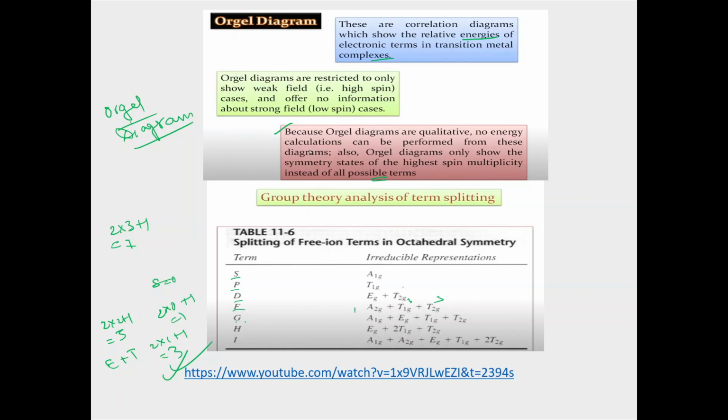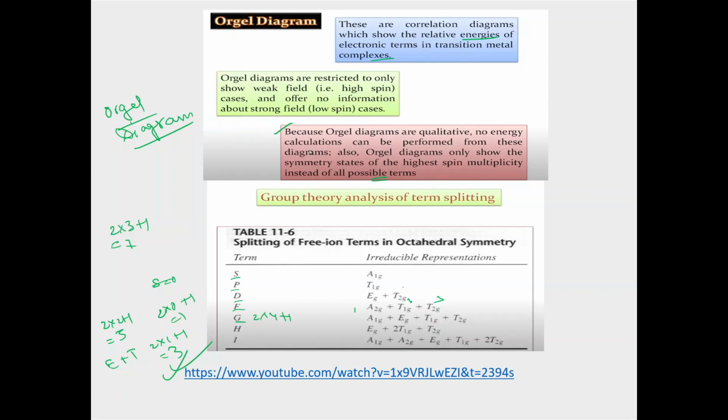And then G means it will go on like that. 2 into 4 plus 1, that is 8 plus 1, 9. So 1, 2, 3, 4, 5, 6, 7, 8, 9. And for H and I also it goes like that. So these things come from group theory.